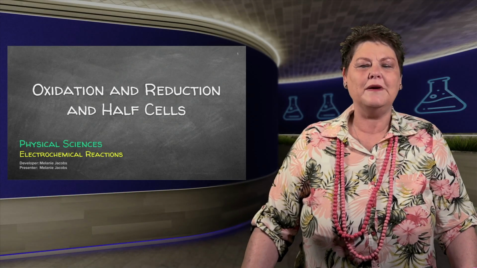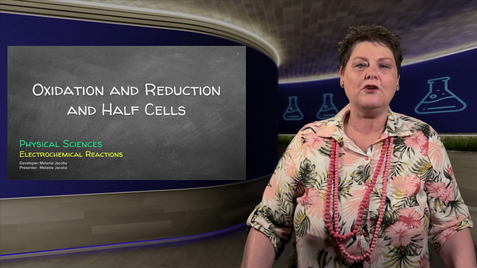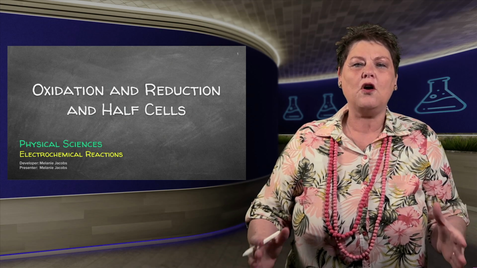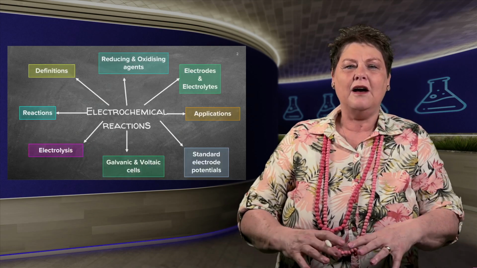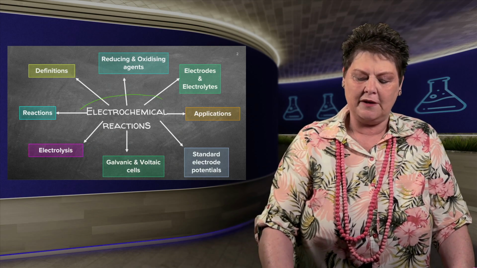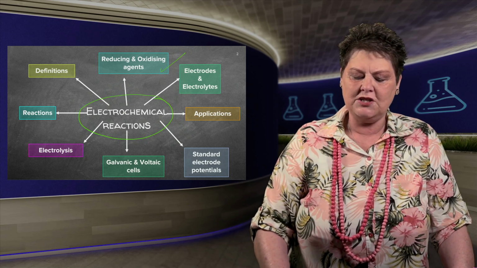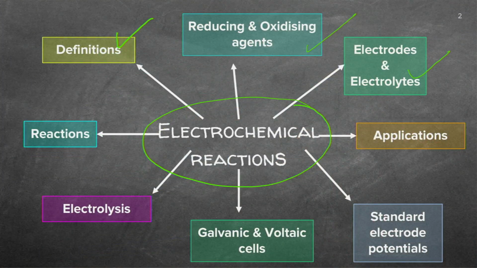Hi guys, Dr. Mel. We're busy with chemistry, and specifically electrochemistry, and oxidation and reduction is the transfer of electrons. Now let's have a look at the whole layout of these different parts of the electrochemical reactions. We've done the oxidizing and reducing agents, we did definitions, we did the electrodes and electrolytes when we did the electrochemical or the galvanic cell.